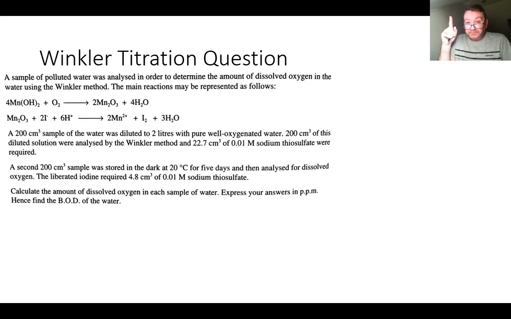The first time on a sample of water that's been taken, you do it immediately. Then the second time, you do it on a sample of water that has been left in darkness for 5 days at 20 degrees. So when you get a body of water under test, you divide it in 2. You do the Winkler method titration on the first one immediately. You put the second one away for 5 days at 20 degrees in darkness. And after that time, you take it out and you carry out the Winkler titration method again.